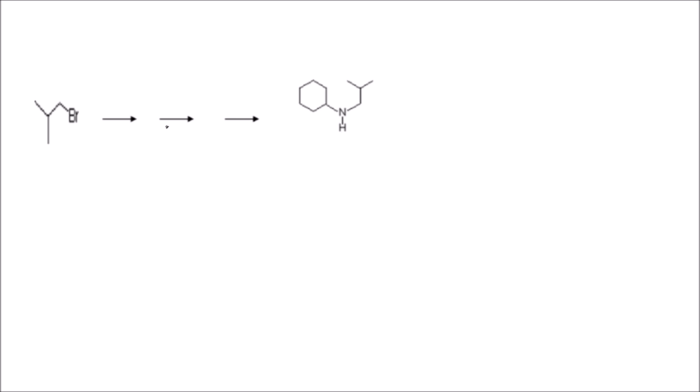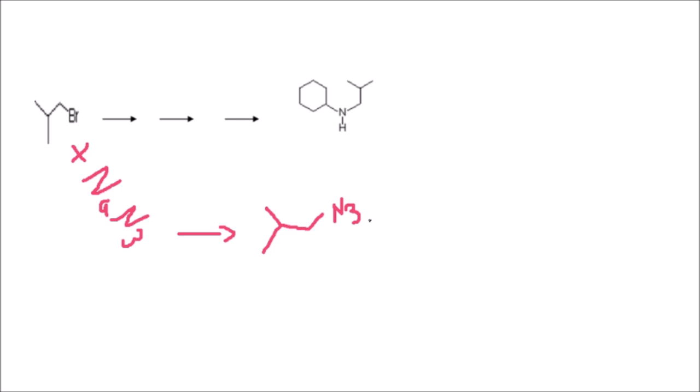So a good way to start this series of reactions is by reacting this with NaN3. The N3 is an azide, which is a very good nucleophile. So it's going to replace the bromide, and we're going to get N3 here.